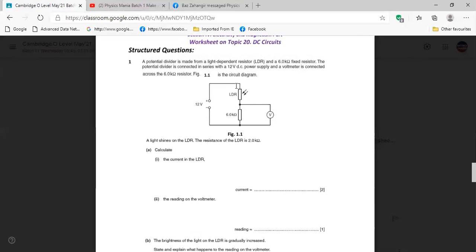What is your mistake? I found that maybe you are taking 12 volt for both of them, but both of them will not be 12 volt. They will share because they are in series. Both of them will be the same if they are in parallel. Is it clear? Yes, sir. So that one you had confusion, right?